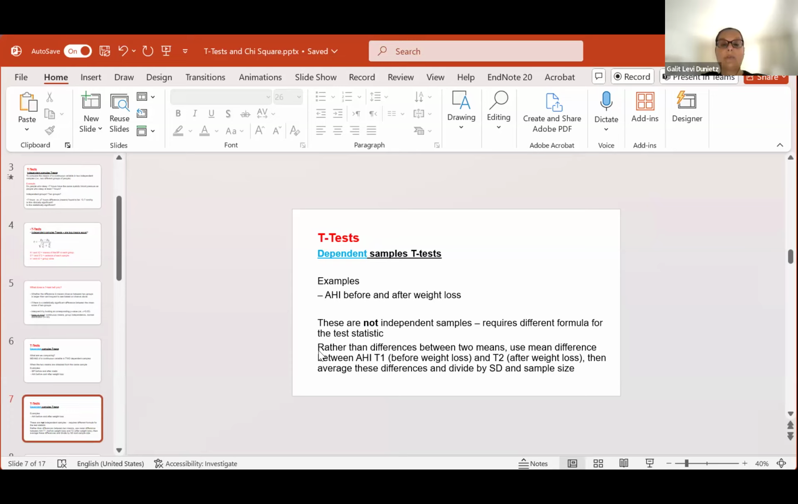So let's look at this example of AHI before and after weight loss. These are not independent samples, as I said, so there's a different formula for the test statistic. Instead of comparing differences between two means of two samples, we're looking at the mean difference between AHI at time 1 and AHI at time 2. So instead of differences between the means, we're looking at mean differences. And then there's a different test statistic. It's also accounting for the standard deviation and the sample size. And the standard deviation is different here because we're talking about the same people, so there's going to be less variability.